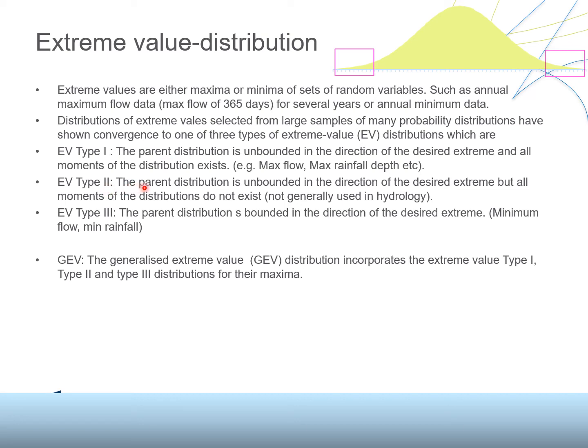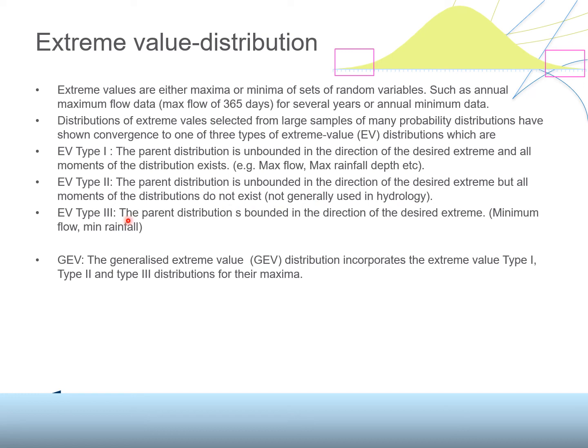Type 2 distribution is used when the parent distribution is unbounded in the direction of desired extreme. And the parent distribution means when we include everything, we include all data, okay? The parent distribution is unbounded in the direction of the desired extreme, but all the moments of distribution do not exist. Okay, so some of the moments do not exist. So that is the time we use a type 2 distribution, but it is not used in hydrology.